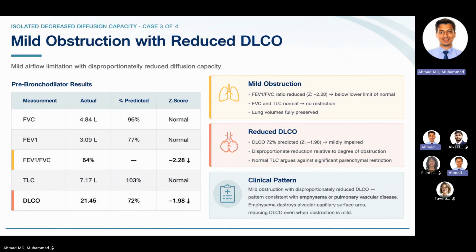In case 3, you have normal spirometry apart from the FEV1 FVC ratio, which shows obstruction, decreased at 64% of predicted, at minus 2.28, with a normal FEV1 and a normal FVC, a normal total lung capacity, and a mildly reduced diffusion capacity. So you have mild obstruction on spirometry with a disproportionately reduced DLCO. This is consistent with COPD, and of the COPD types, chronic bronchitis or emphysema, more consistent with emphysema because there is a reduction in your diffusion capacity.